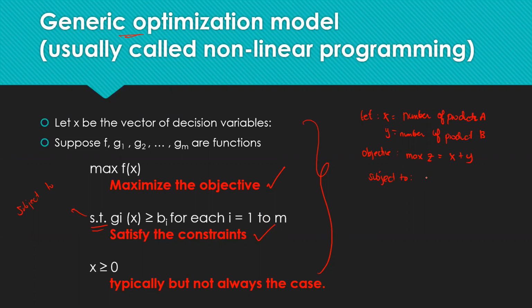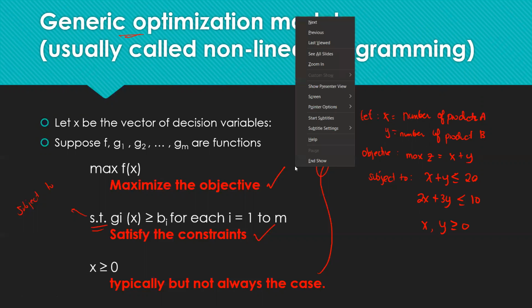Ito yung halimbawa lang po ha. X plus Y is less than or equal to 20. Then 2x plus 3y less than or equal to 10. Halimbawa lang. And then x at saka y greater than or equal to 0. So kalimitan ganyan yung form ng ating generic model. Okay?